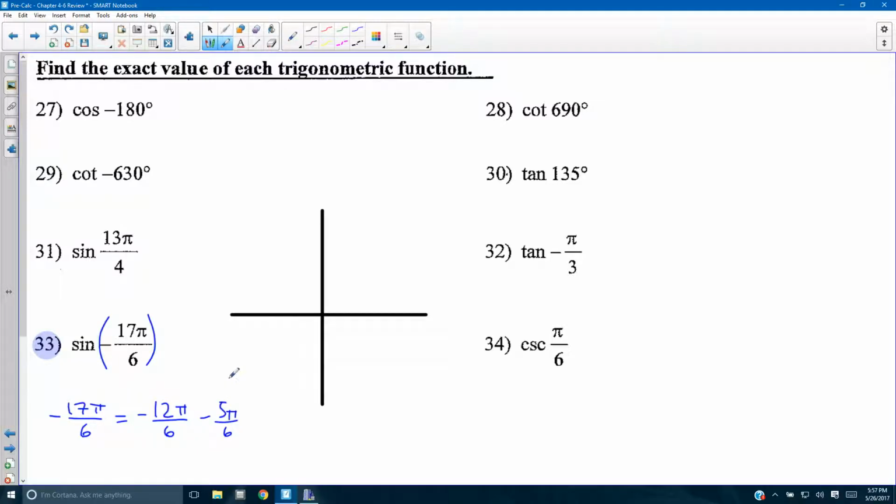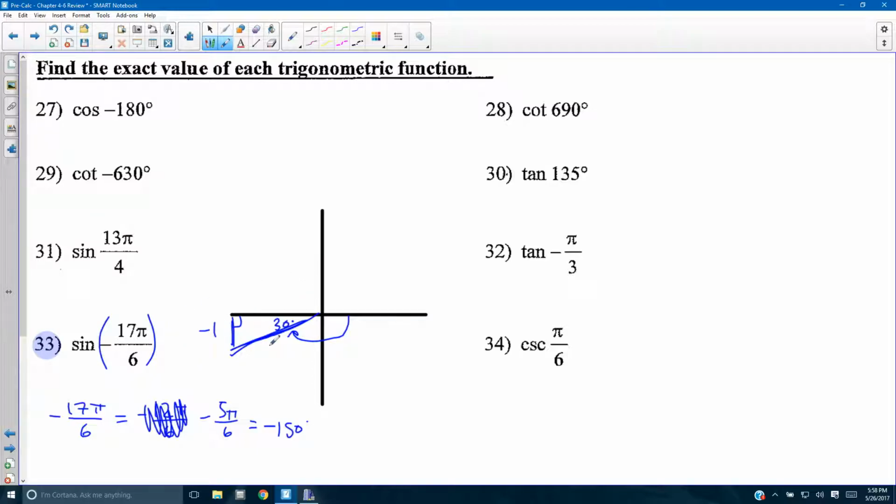I think we used this number before, didn't we? Negative 12 pi over 6 can be obsolete there. We did a full 360, we're back at 0. Negative 5 pi over 6, that's negative 150. I'm going to go 150 in this direction here, and I'm going to land 30 under 180. The reference angle is 30. That's the important part.